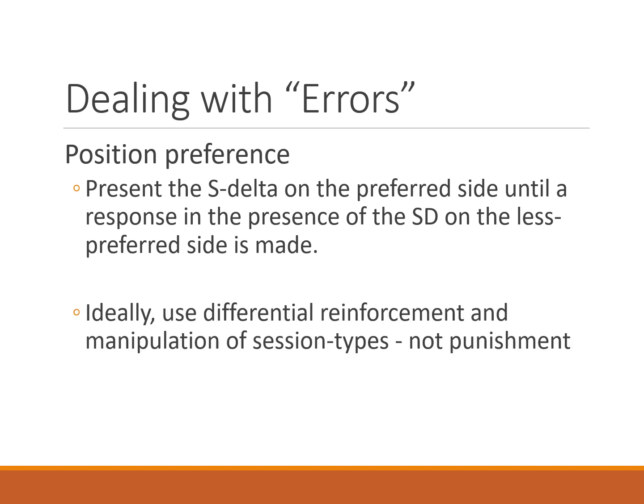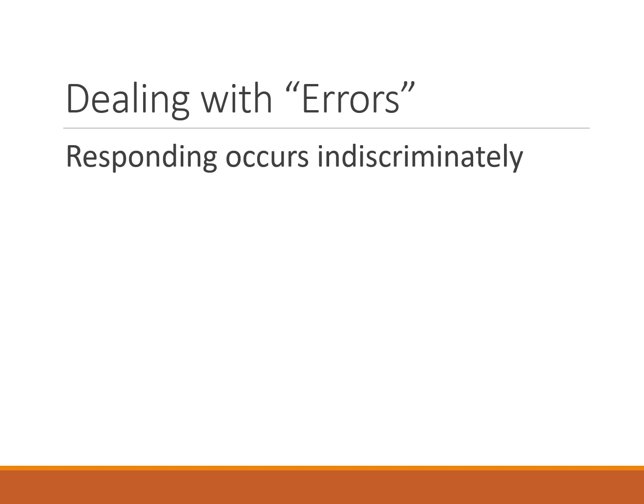Overall, do note that the session manipulation and differential reinforcement error correction procedures are preferred. If you use a punishment-based error correction, any kind of responding on one side or the other may be reduced, regardless of whether the SD or S delta are present. One more possibility you might observe: undiscriminated responding in the presence of both the SD and S delta, as well as in the absence of either stimulus. Why do you think that might happen?